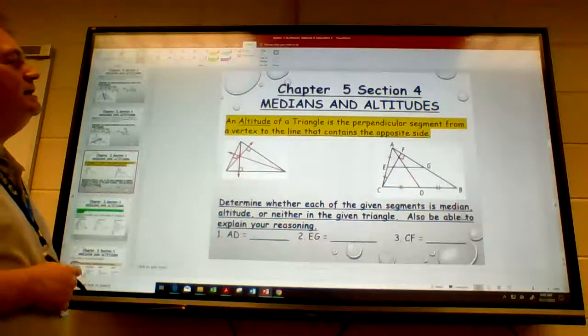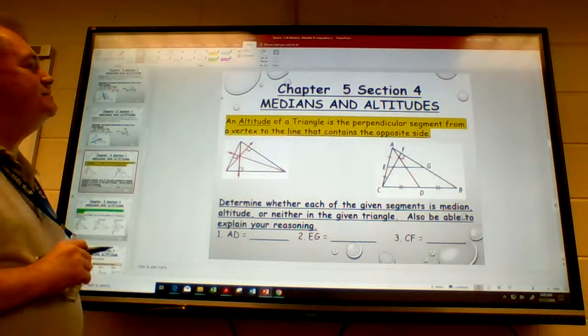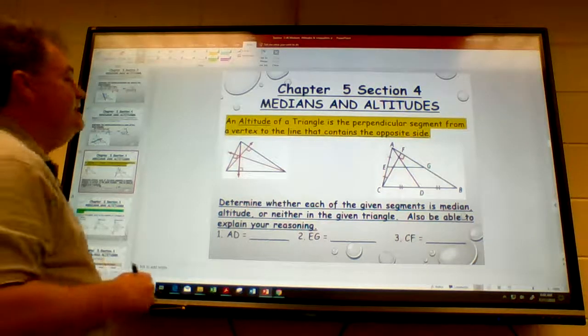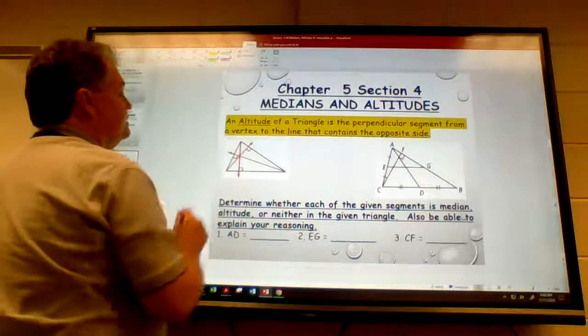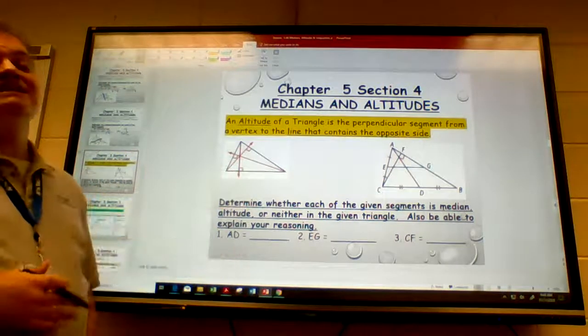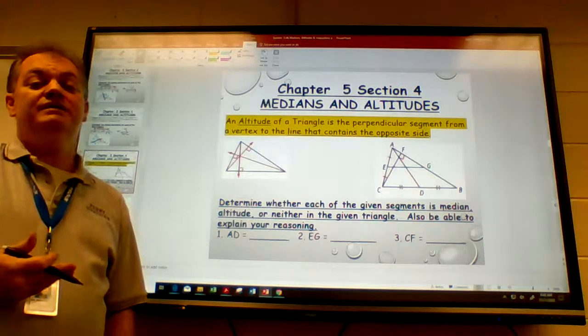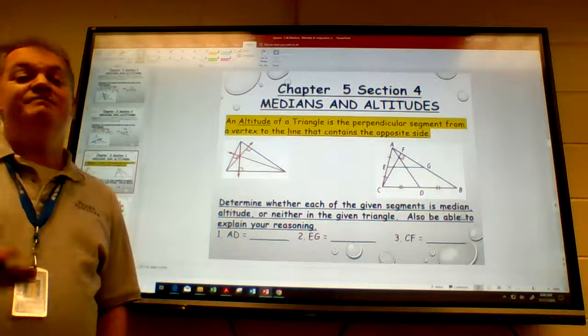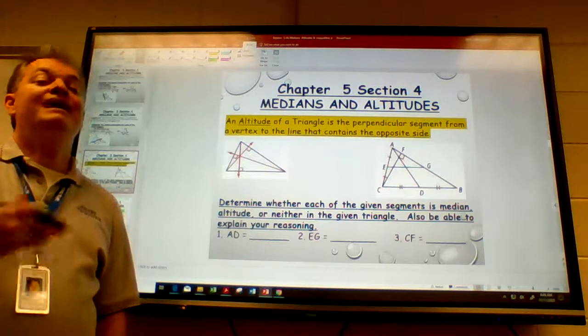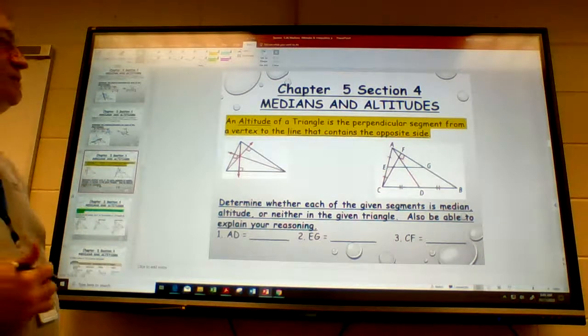An altitude. An altitude of a triangle is the perpendicular segment from the vertex to the line containing the opposite side. So basically, the altitude is always perpendicular. It always forms a right angle, and it connects from a vertex. Now, notice it does not have to go through the midpoint like the median does. The median has to go through the midpoint. The altitude has to be perpendicular. Each have their own role.